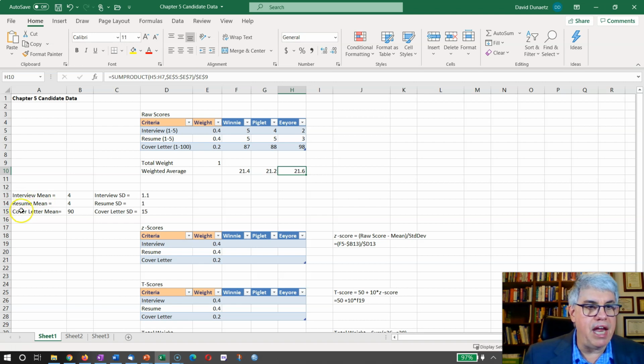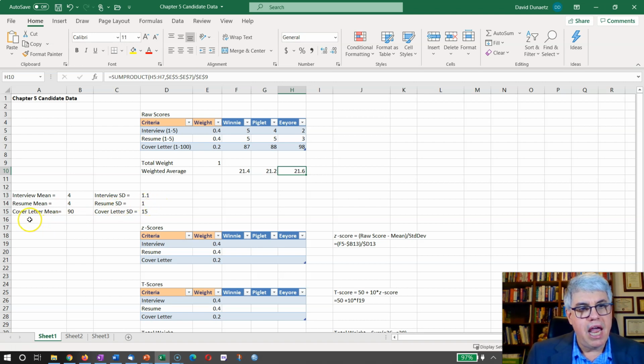So for the interview, the average interview score is 4 out of 5, which you would expect to be the case, because people generally like people that they interview. So even though 3 seems like the midpoint, people usually get 4. And the standard deviation was 1.1 in the population. The resume, again, the mean was about 4. Some people get 5, some people get 3. The real bad ones get 2, and those people that write it with a crayon, they get 1.